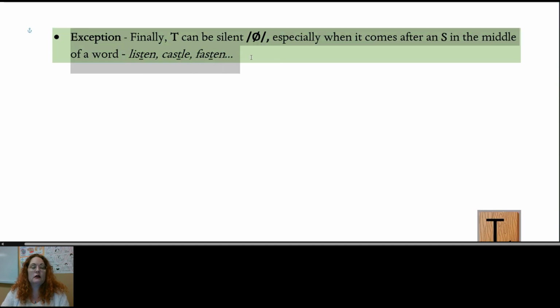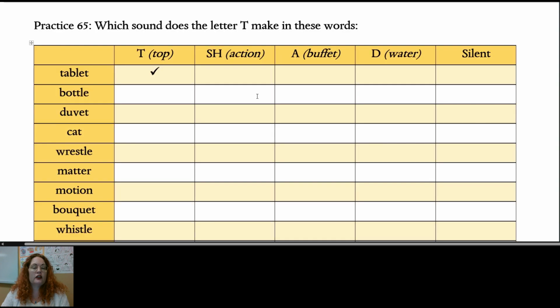The final exception occurs when T is silent, and this is often when it comes after an S in the middle of a word. For example, listen, castle, and fasten. You don't really hear the T sound at all in those words. So take a look in practice 65 and decide which sound the T is making in the word. For example, the T in tablet sounds like which of these choices? In this case, tablet sounds like t, t, t, as in top.